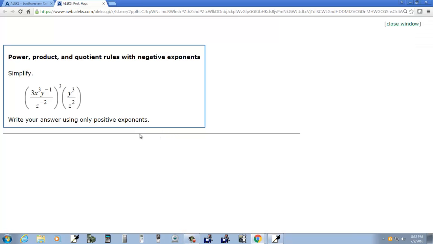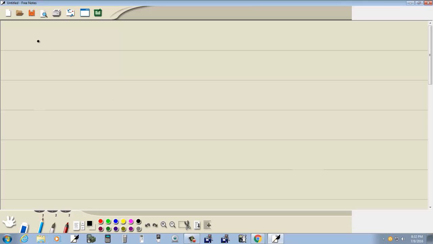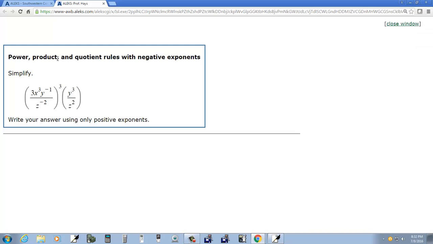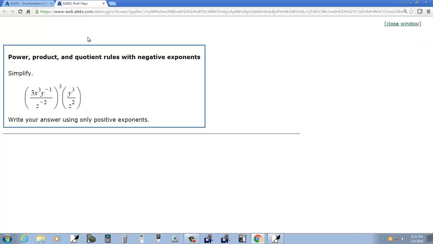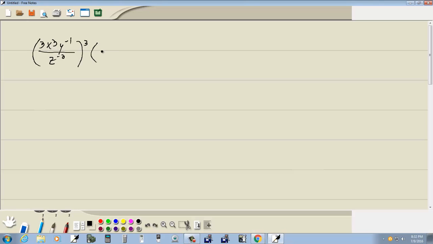And we got this one. We got (3x to the third, y to the negative 1 over z to the negative 2) raised to the third power, and then times y to the third over z squared. Always you can think of your order of operations. Please excuse my dear Aunt Sally. Please, do what's inside the parentheses.